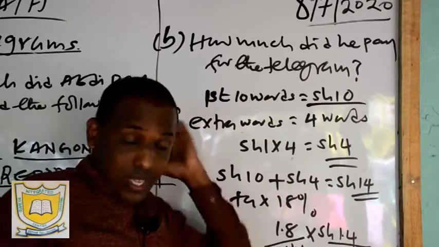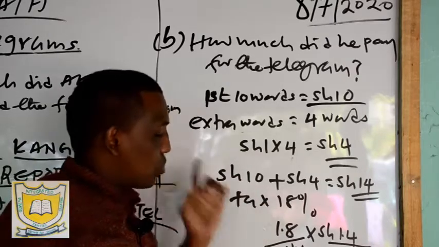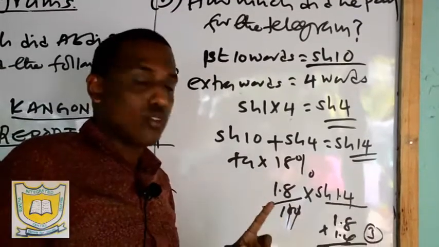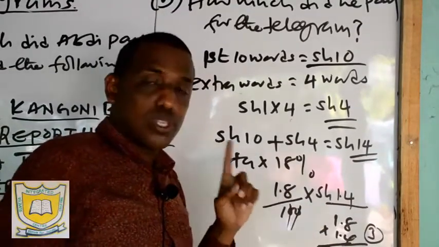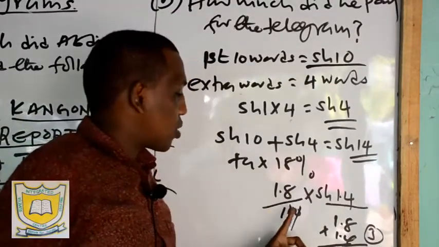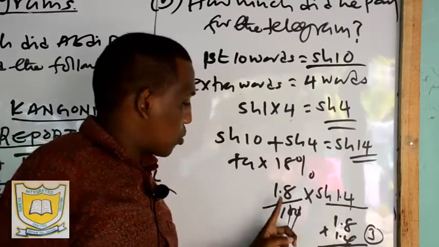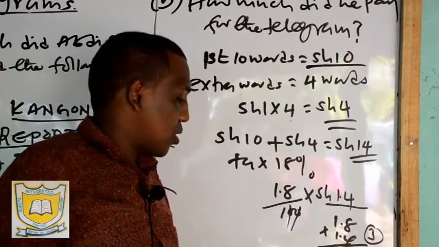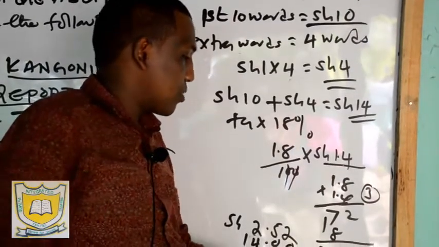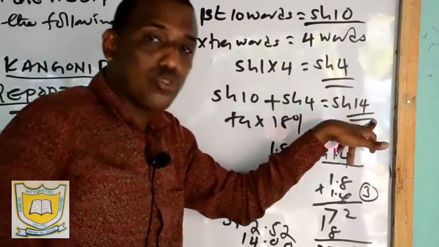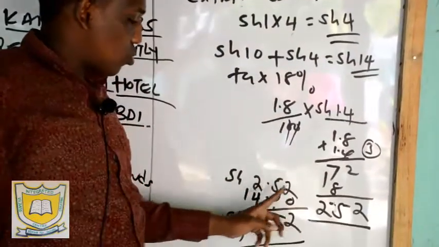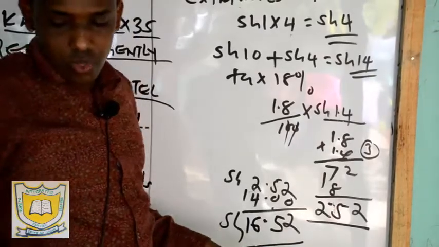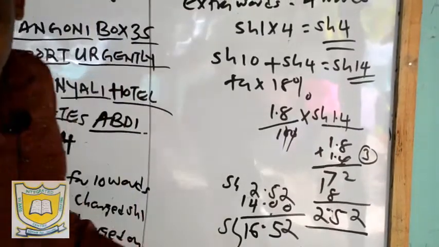So your tax of 18% is also charged. What you do now, you say 18 out of 100 multiplied by the total amount, shillings 14. Don't simplify. You need the cents now. So you cancel and put the decimal here. 1.8 times 1.4, you will get 2.52, plus the total amount, which was shillings 14. So 2.52 plus shillings 14, now you will get 16.52.